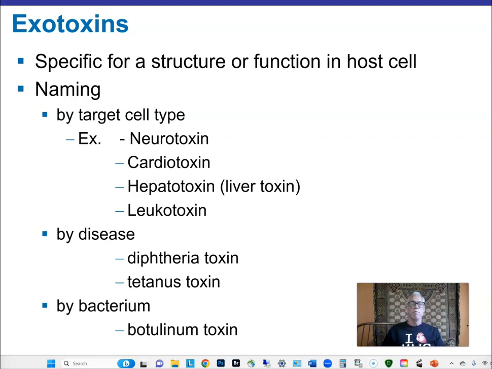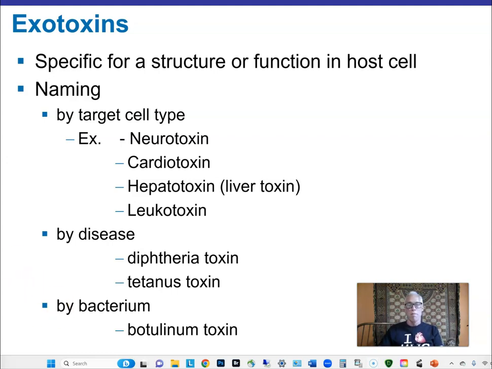Sometimes exotoxins are named for the disease, diphtheria. Corynebacterium diphtheriae produces a very horrible disease called diphtheria, in which these microorganisms produce a toxin that kills the epithelial cells in the pharynx and causes a tremendous amount of swelling, and it can actually cause suffocation. Tetanus toxin, we learned about that. Clostridium tetani produces this tetanus toxin that can cause spastic paralysis of skeletal muscles.